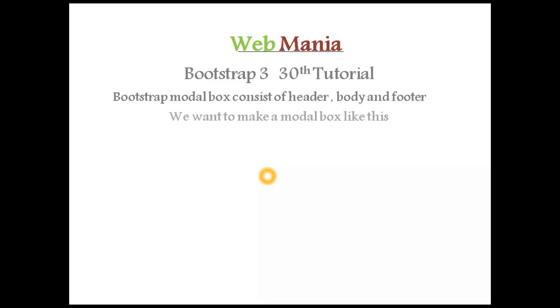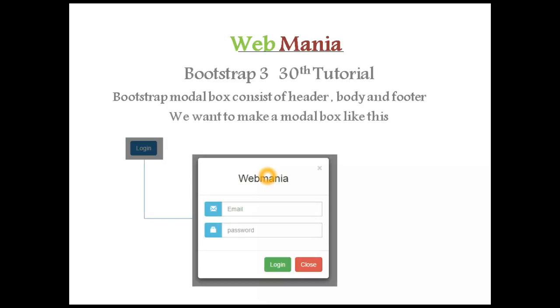So we want to achieve this layout. This is our login button, and when we click on this button, this modal box has to appear. This is the modal box, this is the modal box header, this is the modal box body, and at last you see two buttons. These buttons are placed inside the modal box footer. So let's go to our editor to achieve this layout practically.